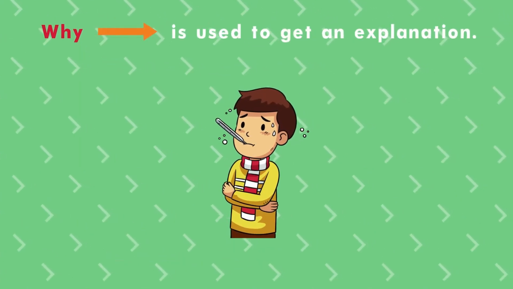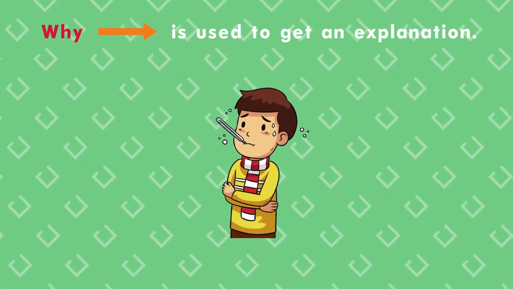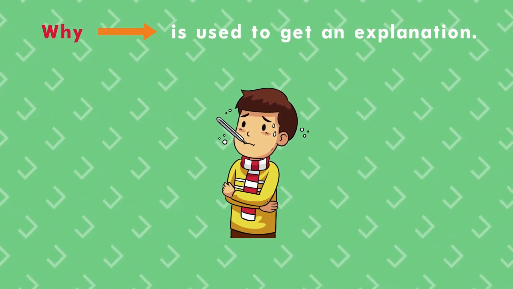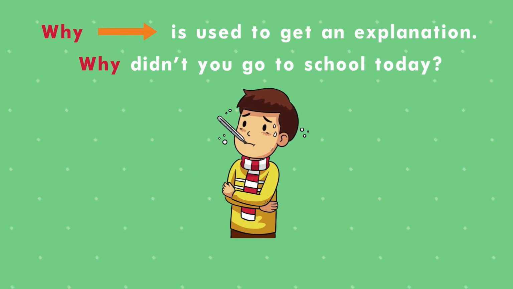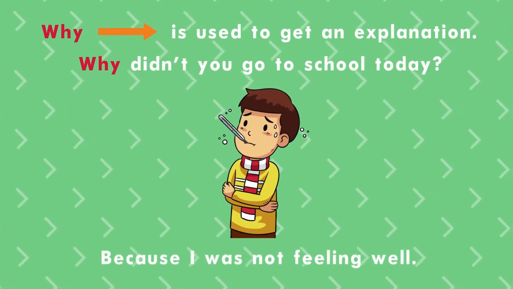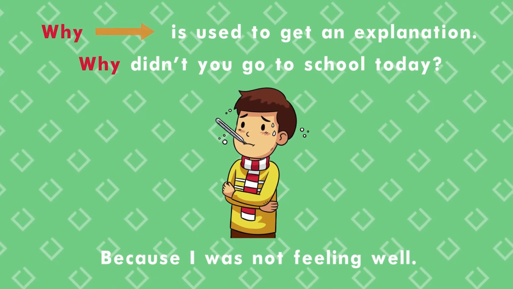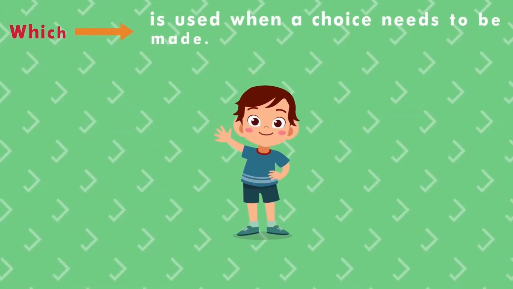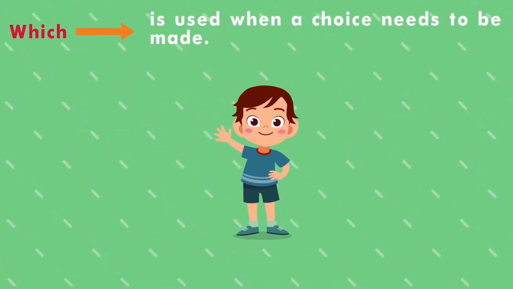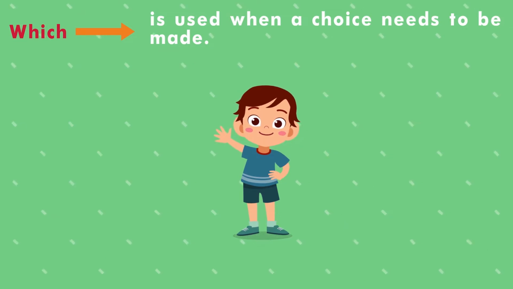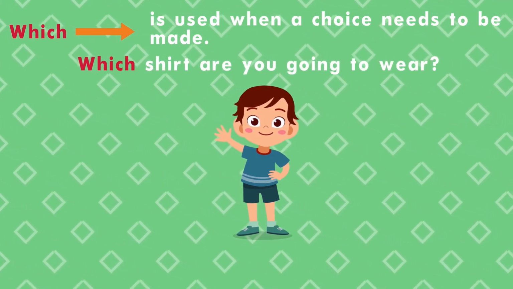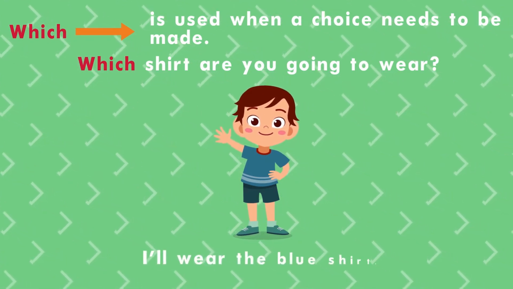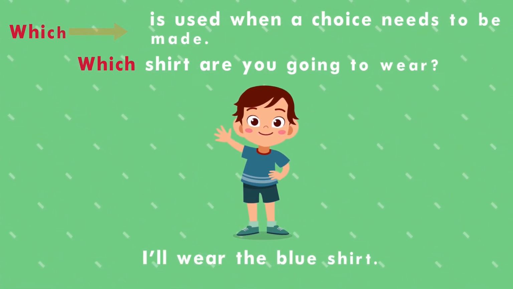The question word why is used to get an explanation. For example, why didn't you go to school today? Because I was not feeling well. Which is used when a choice needs to be made. For example, which shirt are you going to wear? I will wear the blue shirt.